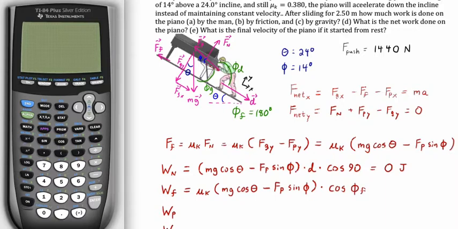Because the work of friction is exactly anti-parallel to the displacement, so it's 180 degrees. Okay, so that one is just going to be 180.